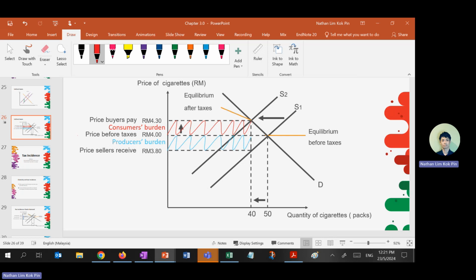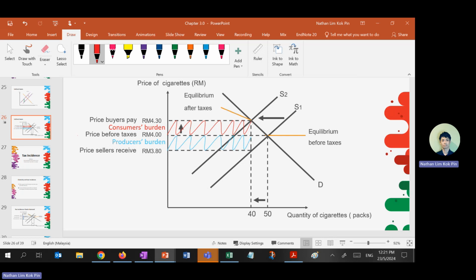30 cents times 40, how much? I'll bring you away, so you press the calculator. No, you press, maybe I counted wrongly. Okay, the consumer burden is 12 ringgit. If you know how to count, it's 30 cents times 40, so you get 12. Make sense? If I ask you the producer burden, what's the producer burden? 20 cents times 40, which is 8.